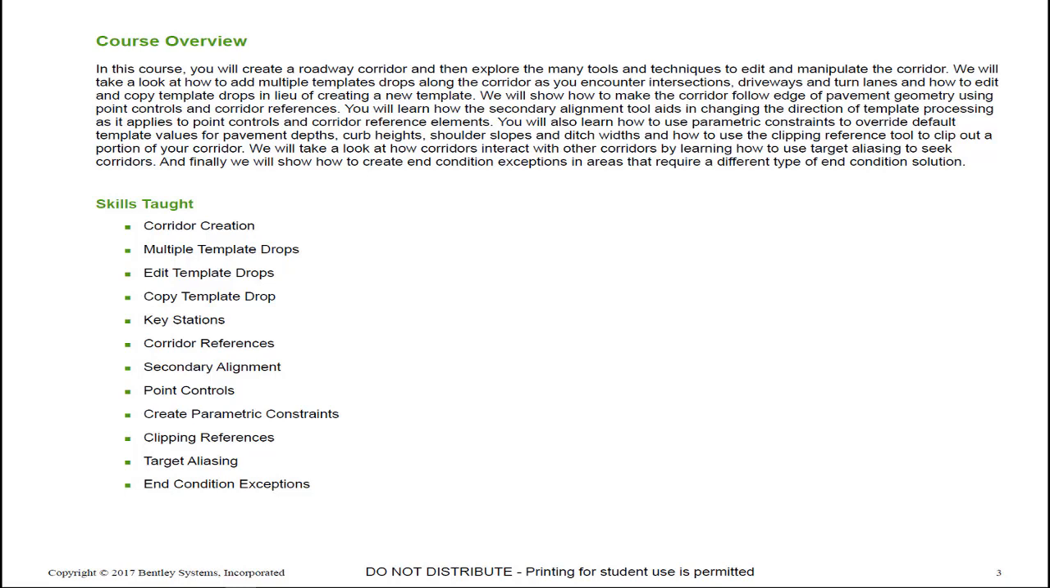We're going to take a look at creating multiple template drops, editing template drops, how we copy a template drop. We'll learn how to do key stations at special locations along the corridor. We'll talk about corridor references and secondary alignments. We'll look at point controls and creating parametric constraints for when we need to vary our default template values for pavement depths and curb heights, things of that nature.